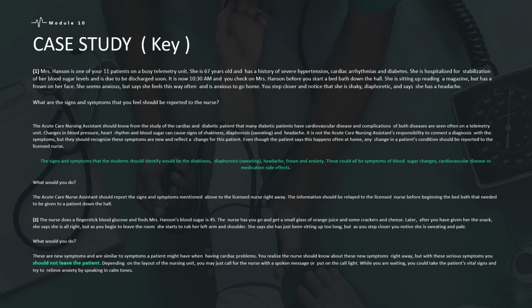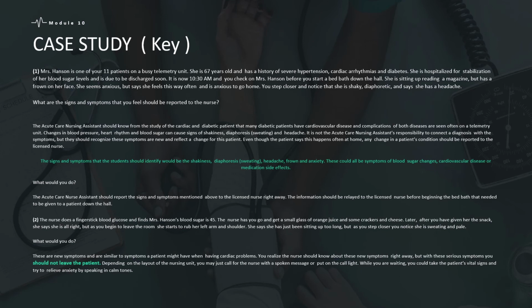Even though the patient says this happens often at home, any change in a patient's condition should be reported to the licensed nurse. The acute care nurse assistant should report the signs and symptoms mentioned above to the licensed nurse right away. The information should be relayed to the licensed nurse before beginning the bed bath that needed to be given to the patient down the hall.